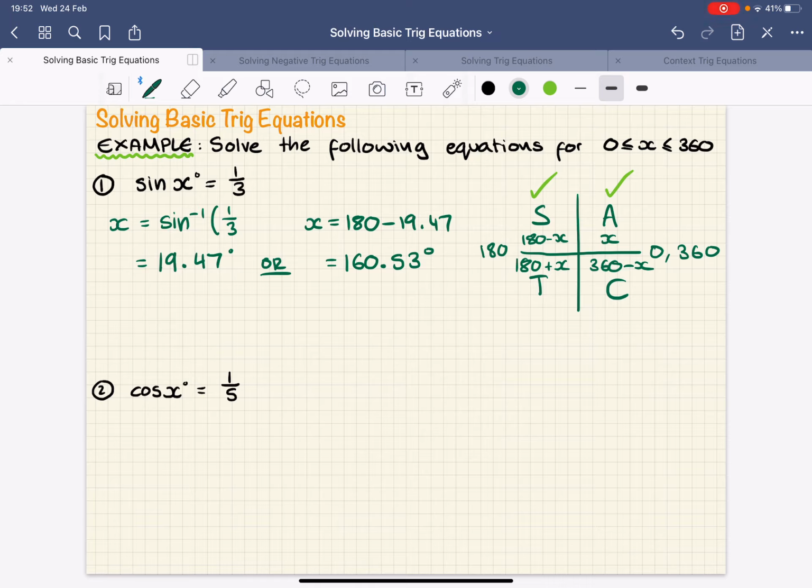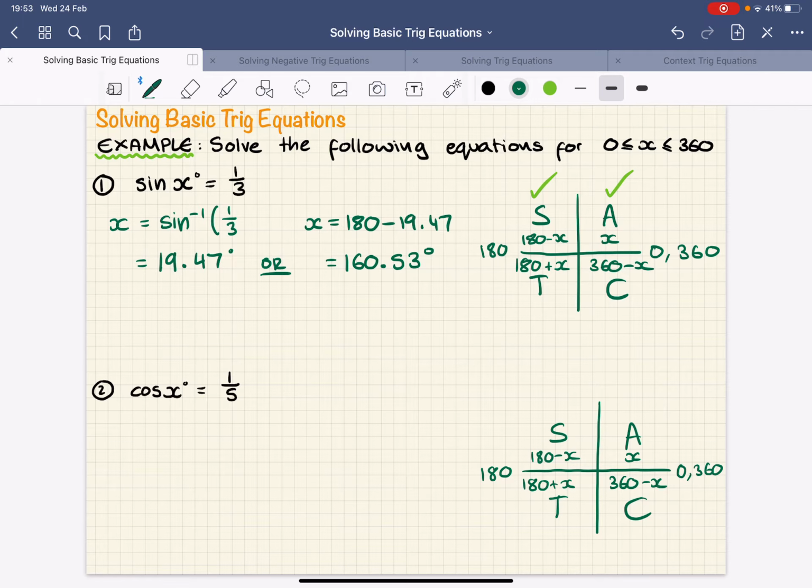Okay, so question 2, again, sketching out your CAST diagram. And yes, I will be saying my little phrase every single time, all silly Tom cats, because the sooner it sticks in your head, the easier it will become. Again, because that 1/5 is a positive number, I tick everywhere where cos is positive. So everything's positive in A, and cos is also positive where there's a C. So those are the only 2 sections I'm going to be focusing on.